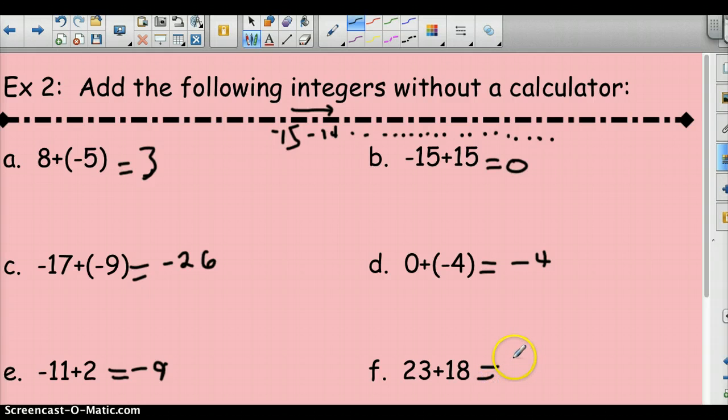Last one, 23 plus 18. Two positives added are a bigger positive. In this case, I hope you got 41.